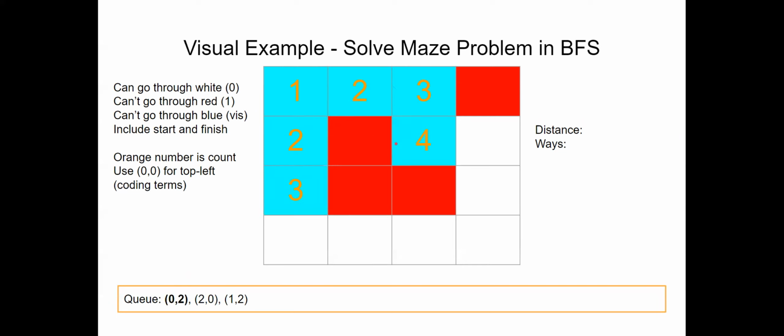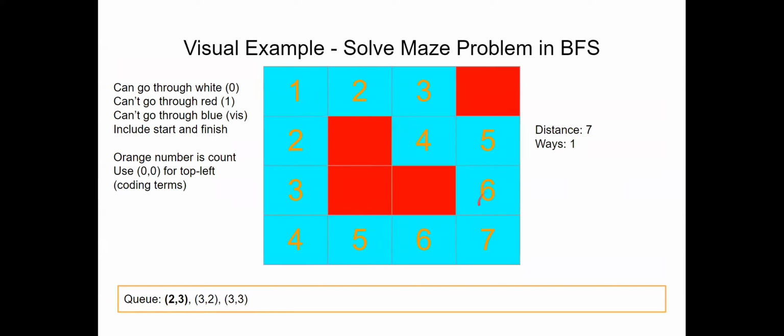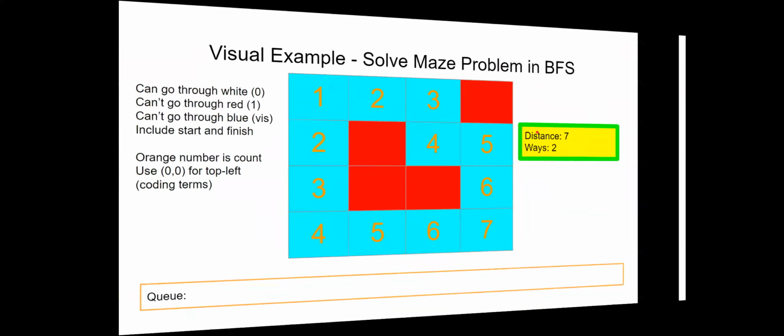So 3, 3, 4, 4, 5, 5, 6, 6. So 7. So now it came from this spot, 2, 3 to 3, 3, which the distance is 7. The ways is 1. Now you come from 3, 2 to 3, 3, which then you have to add 1 to ways since the distance is also 7. So then at 3, 3, there's no connections. So then the final result is the distance is 7, the ways is 2.